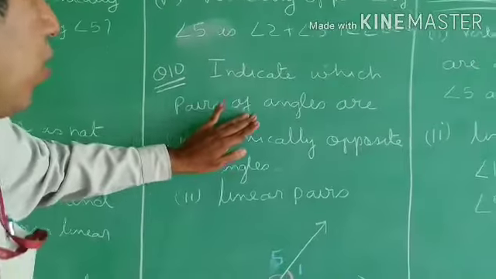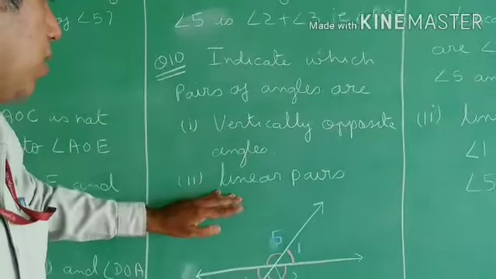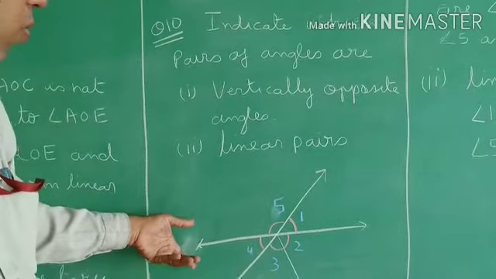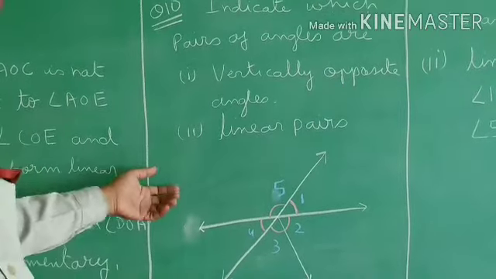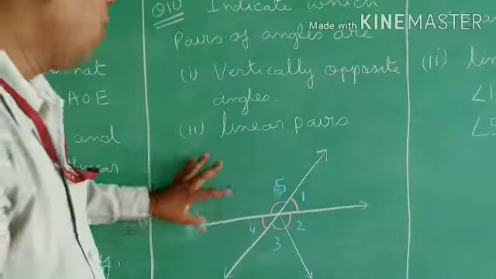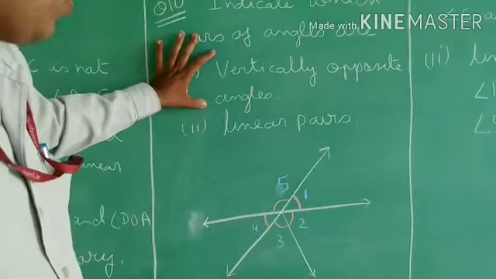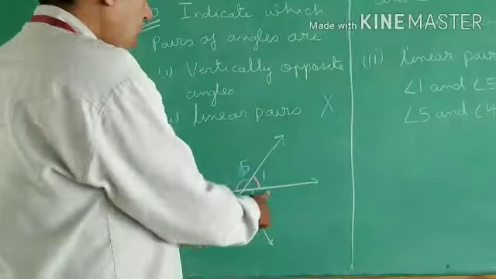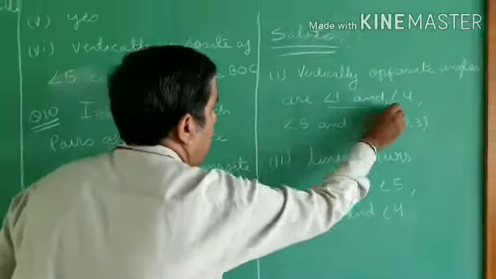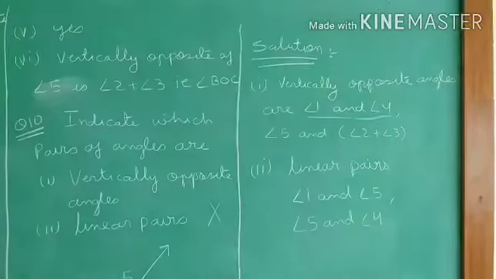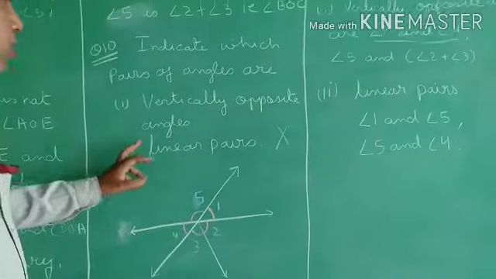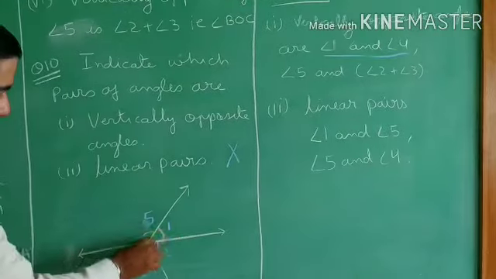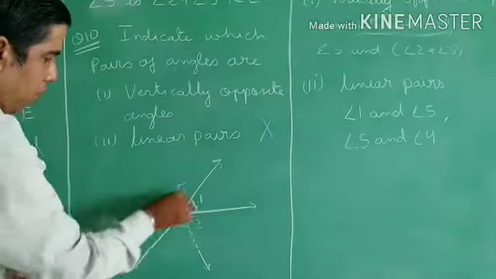Right here. Now question number 10. Indicate which pairs of angles are vertically opposite angles and linear pairs. You have to write down from the given figure. So you can see the figure is given. It is like the previous figure only, but some changes are there. So be careful. Vertically opposite means in the form of x. So you can see here angle 1 and angle 4. You can see like x it is forming. And one more is there. Angle 5 and angle 2 plus 3. So it is forming vertically.